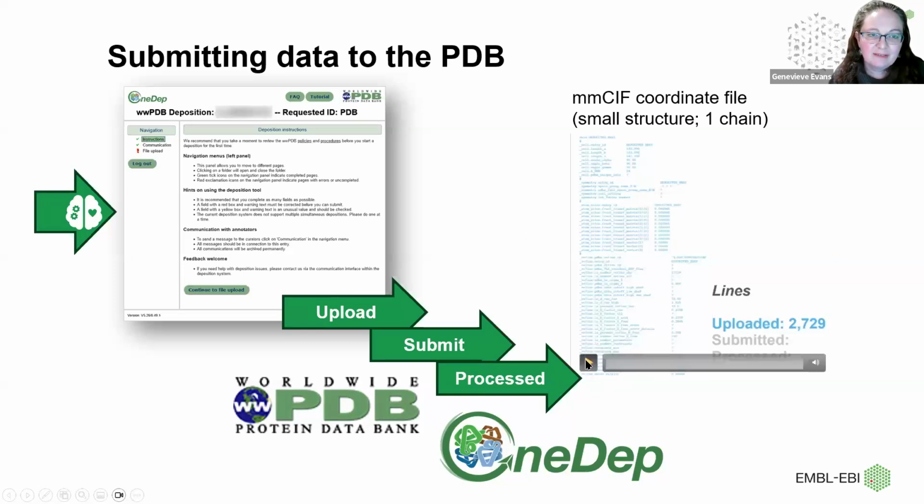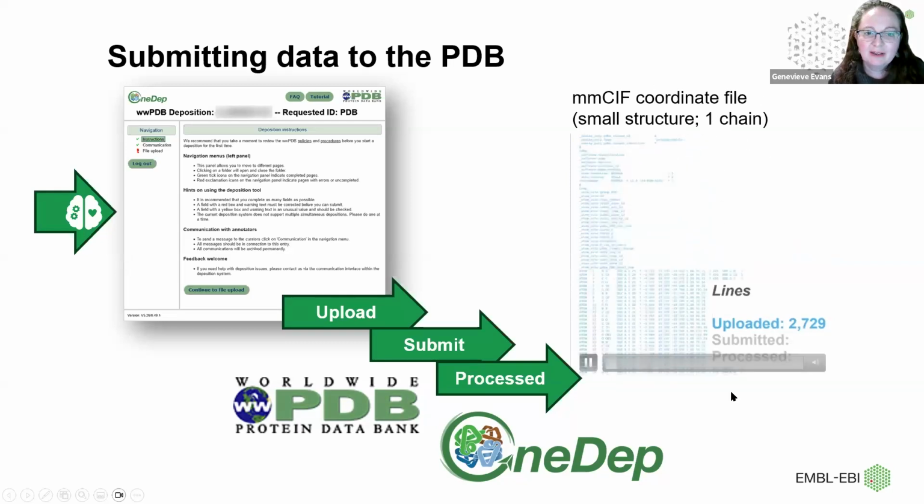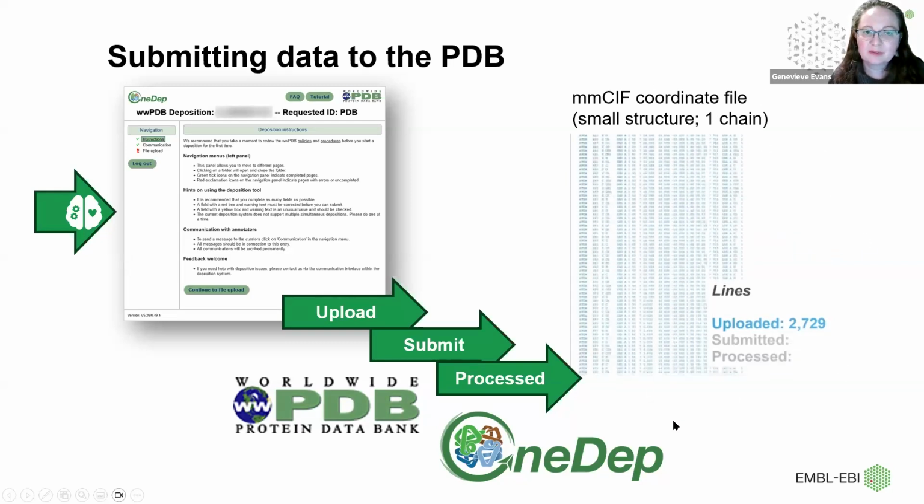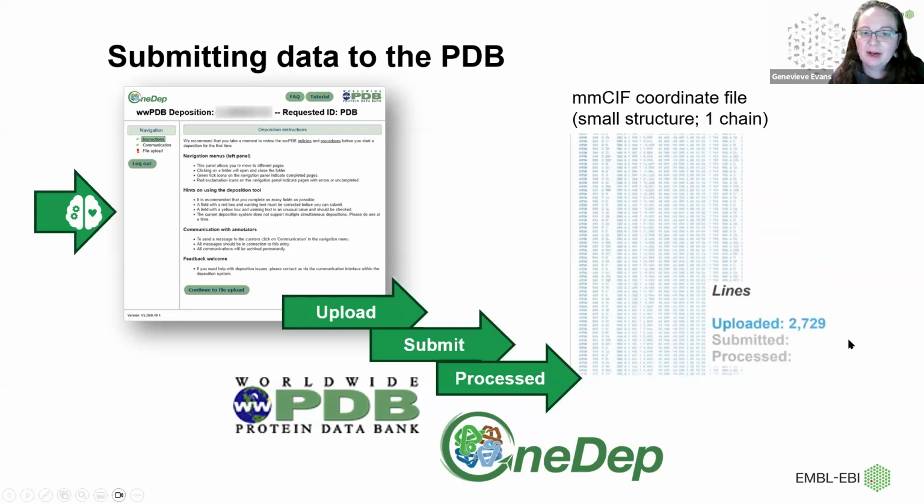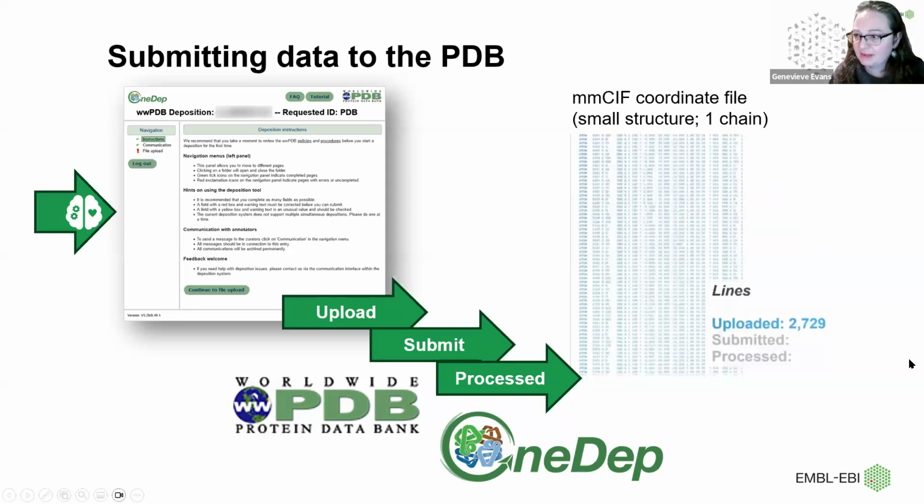A key thing that perhaps is not so obvious when you're depositing a structure is that you upload your coordinates in mmCIF. This is an example of an mmCIF coordinate file that's been uploaded. This corresponds to a small structure, just one chain, and when you upload it, it has about 3,000 lines.